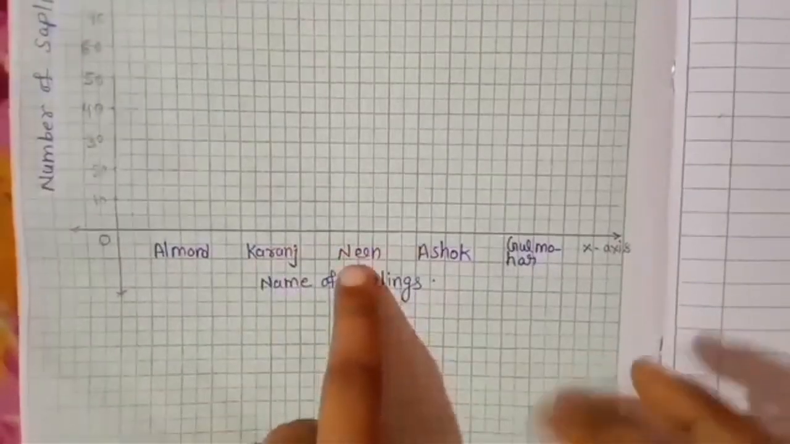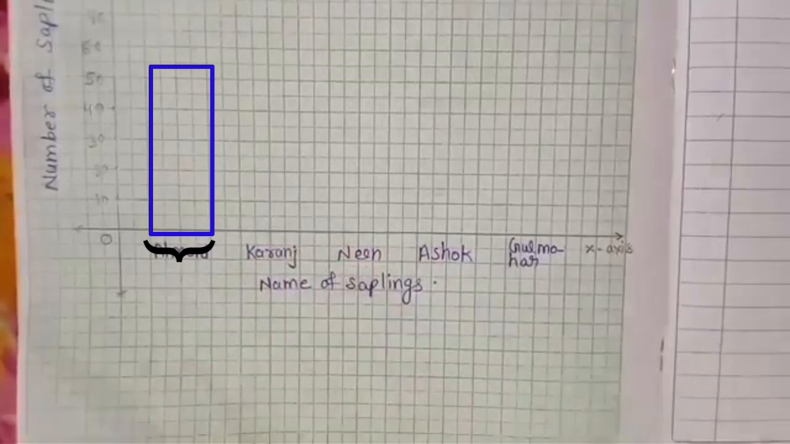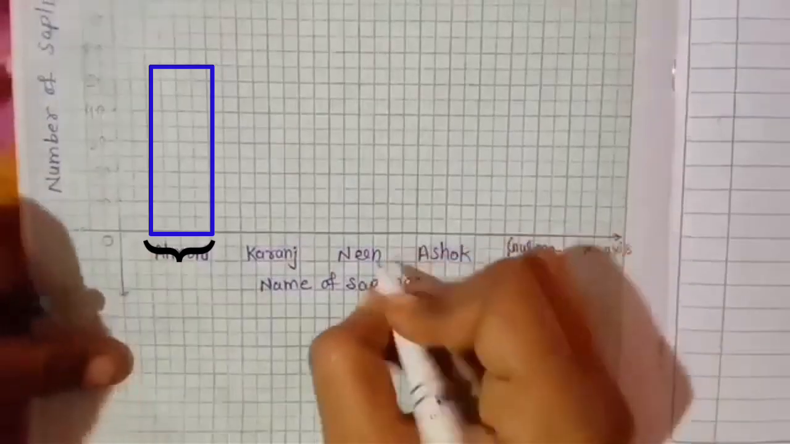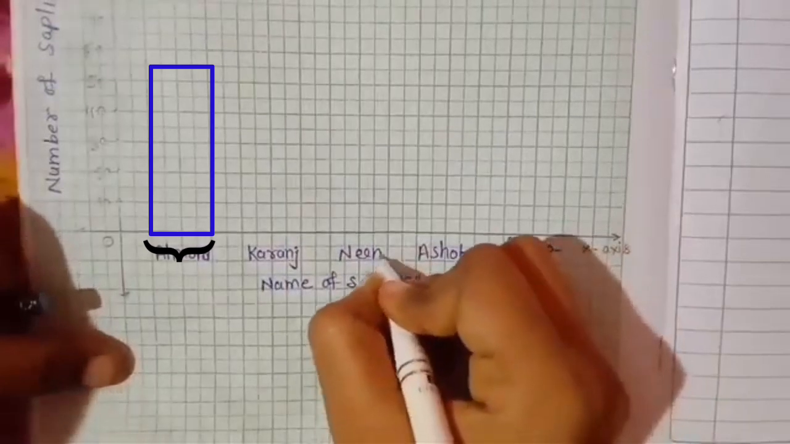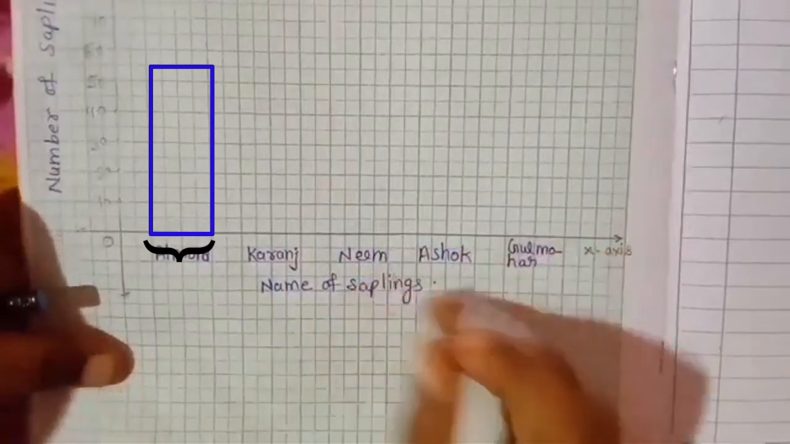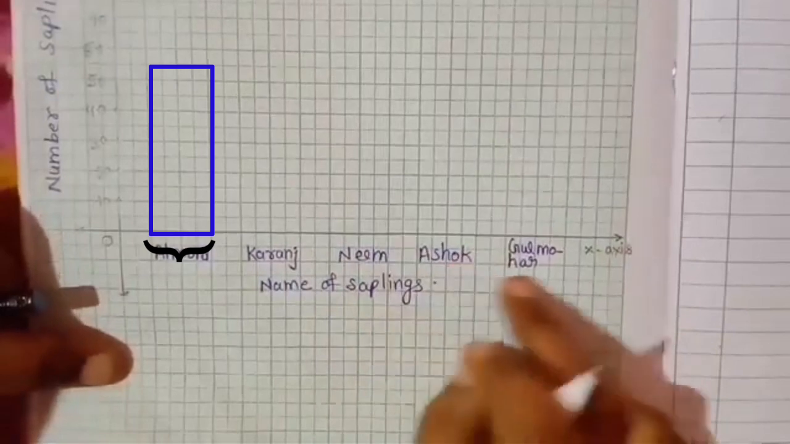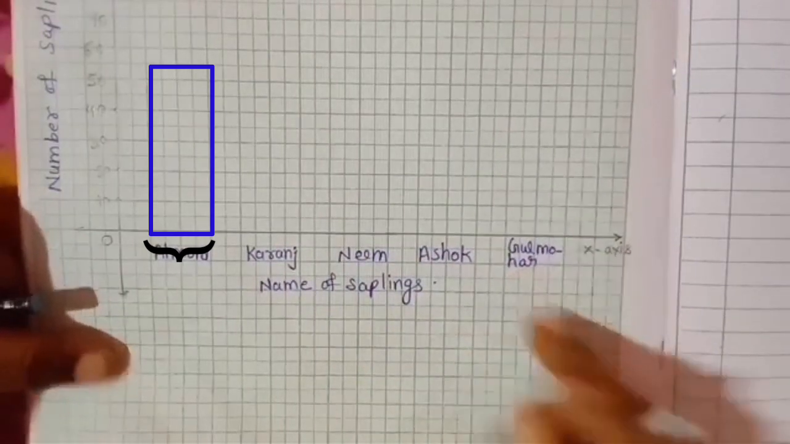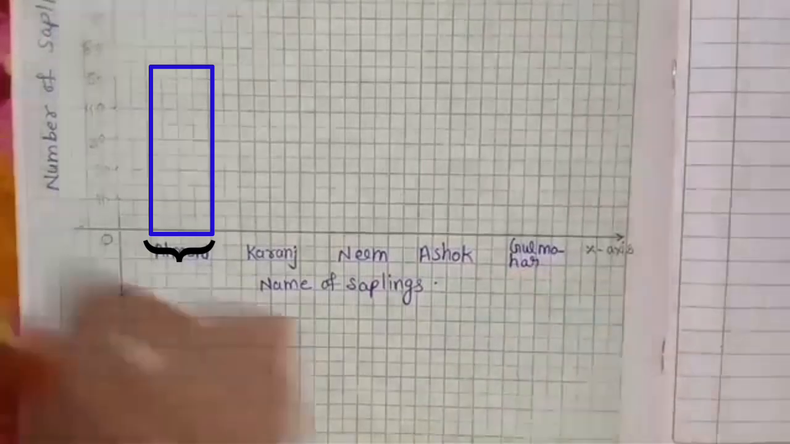So here, you will take 2 boxes of your graph page and in 2 boxes you will write down the names of the trees. So first you will take 2 boxes and there you will write down almond, and same way you will do for other trees also. So you will leave 2 boxes for each tree.